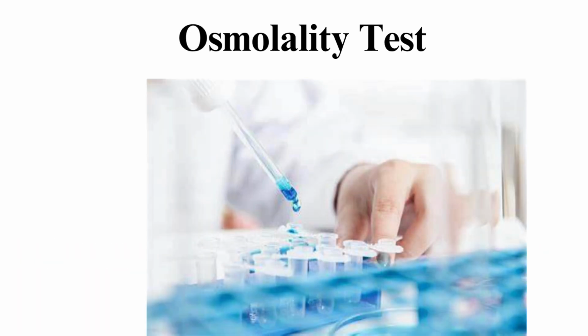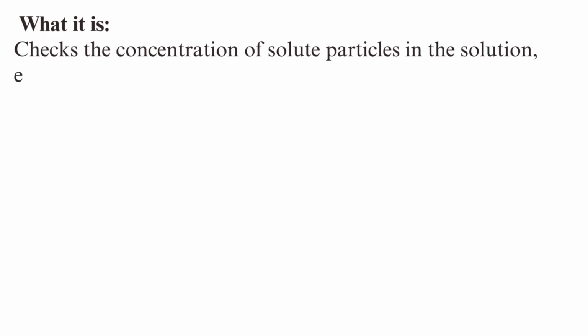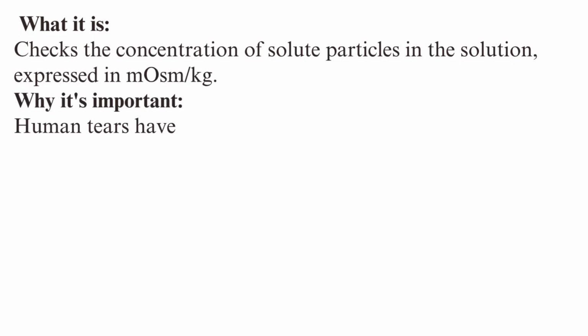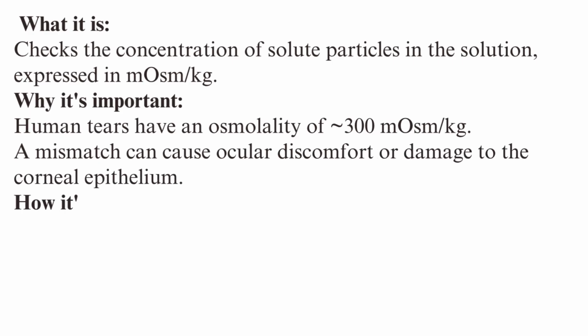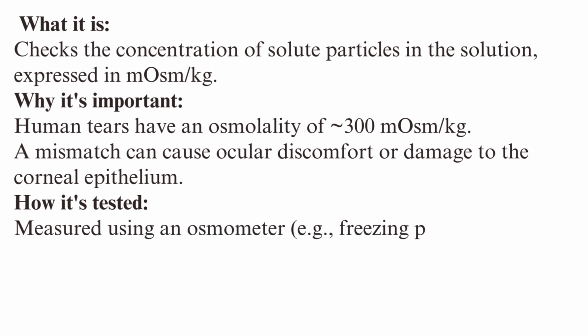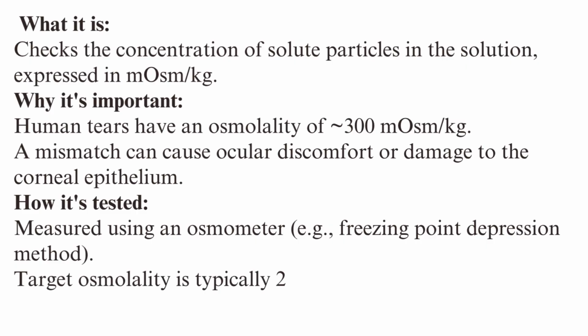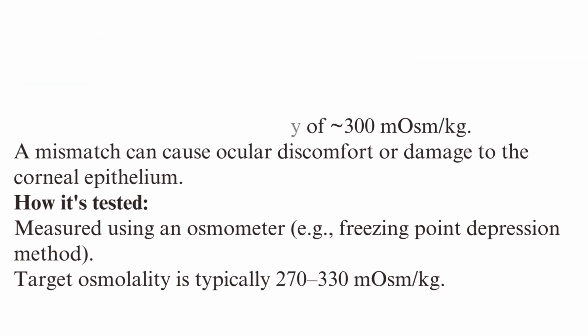4. Osmolality test. What it is: checks the concentration of solute particles in the solution, expressed in mosm/kg. Why it's important: human tears have an osmolality of 300 mosm/kg. A mismatch can cause ocular discomfort or damage to the corneal epithelium. How it's tested: measured using an osmometer. Example, freezing point depression method. Target osmolality is typically 270 to 330 mosm/kg.